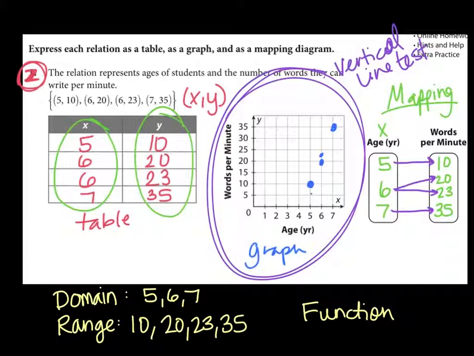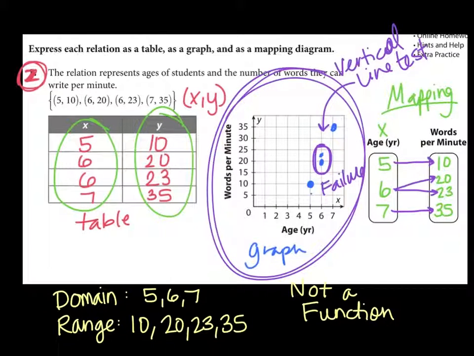If I move my line to 6, though, it's touching 2 points at one time, which is not allowed. So if it were me and I was taking notes, I might write vertical line test. Show yourself that this is the point of failure, which means this right here is not a function.